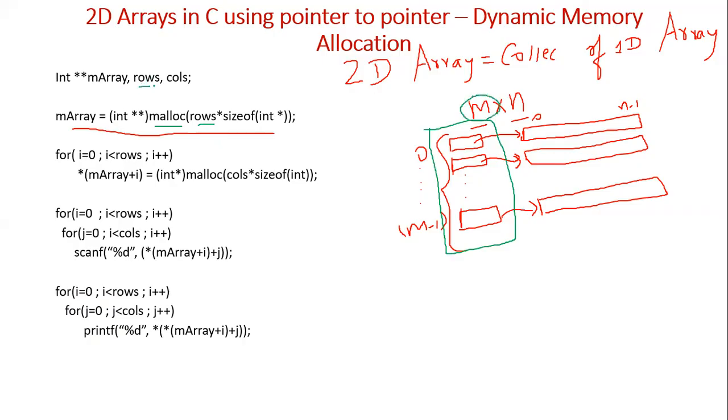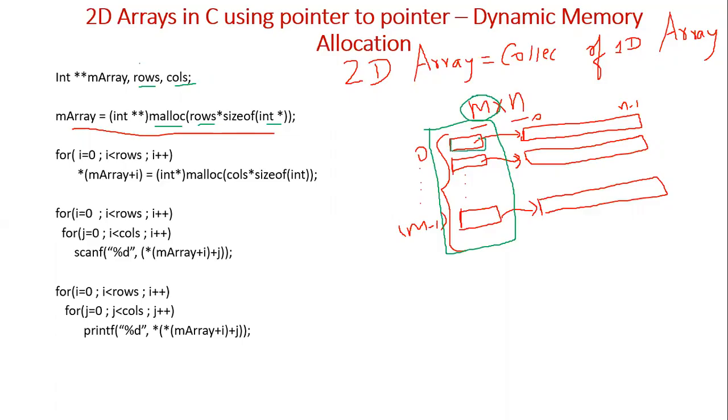So here it is rows. Here I have used m, or here also you can use m, then here I should use m. So malloc rows into size of int star. Why are we using size of int star? In the previous programs we have used size of int, because there we were allocating space for integers. But here we want what? We want m pointers. So this is a pointer.